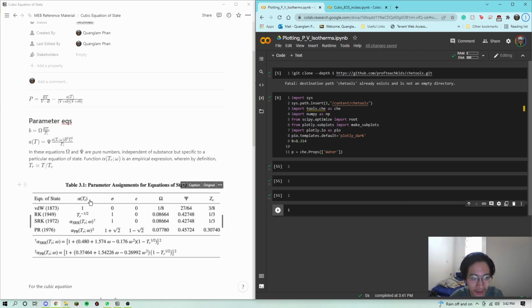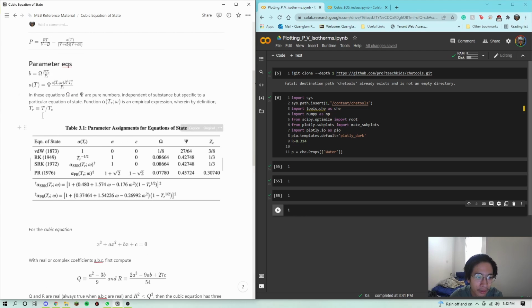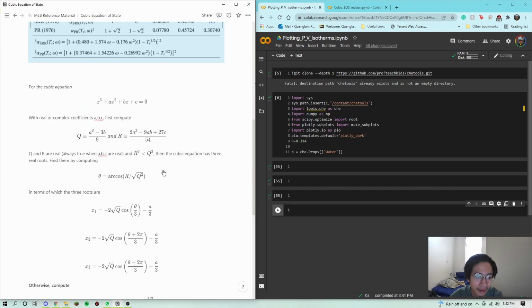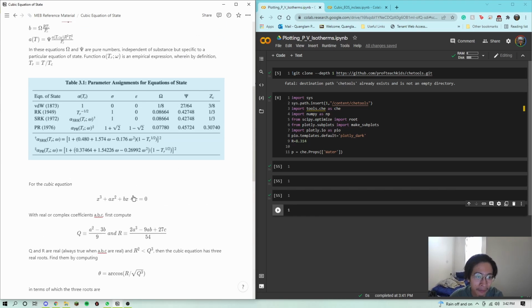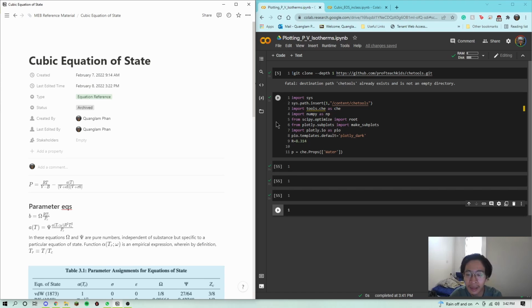Just some starting materials, right? I just copied down what was in the textbook, going through all the different expressions within the cubic equation of state, and then some other useful stuff that we'll be going over later. And on the right hand side we have our standard imports. We have Carlos's CHE tools package. Okay, and let's make sure those are running really quick.